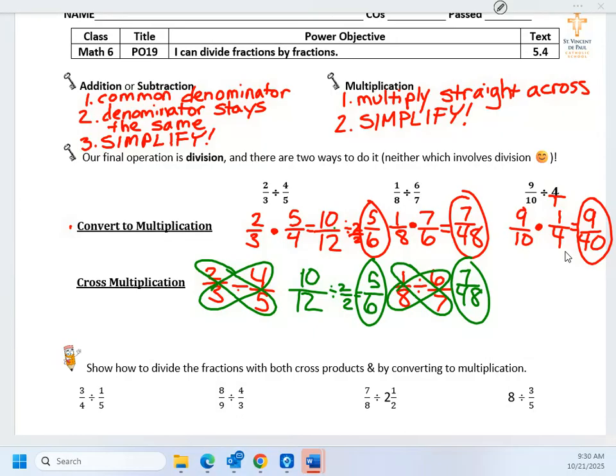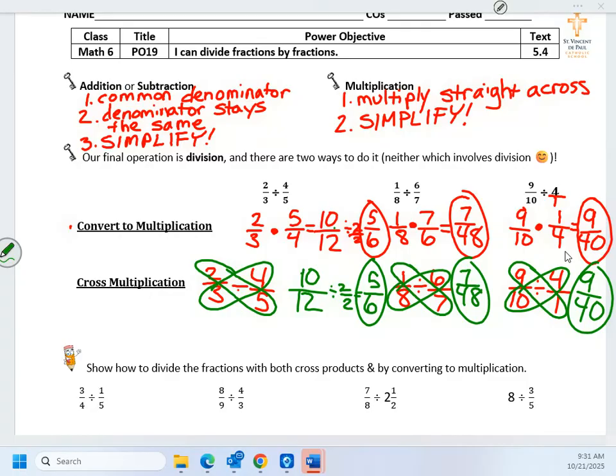Let's try the next one. 9/10 divided by 4. We need to turn that into our fraction. Then what am I going to multiply? Matt? 1 times 1, and then 10 times 4. Yep. That 9 times 1 is 9, 10 times 4 is 40.